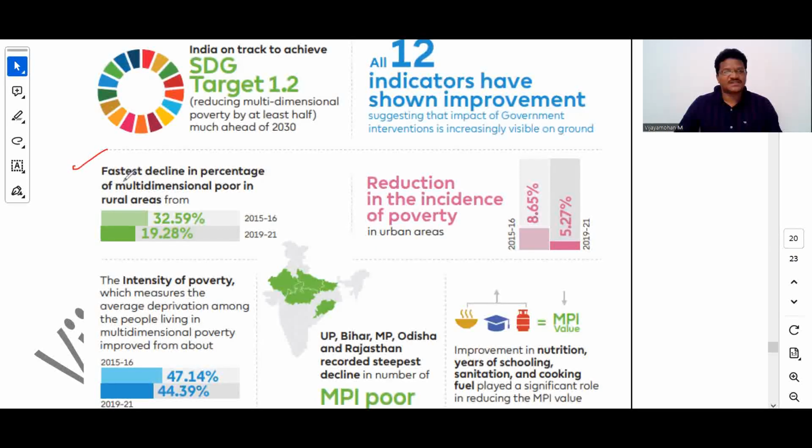Next aspect, the fastest decline in percentage of multidimensional poor is visible in rural areas when compared to the urban areas.